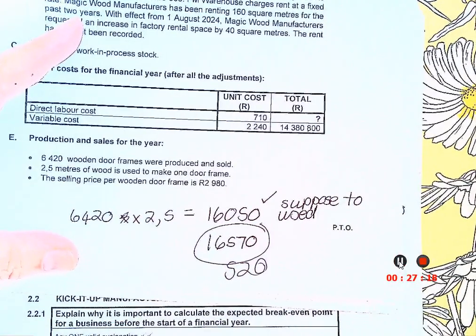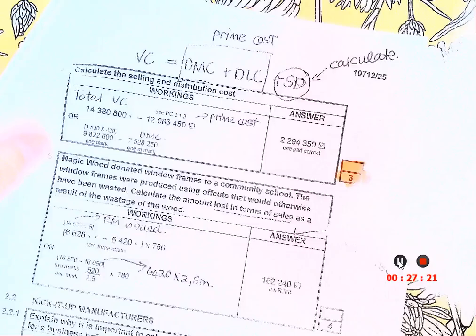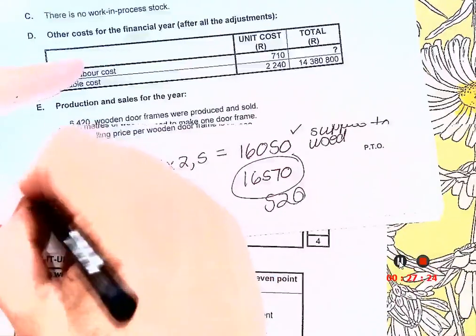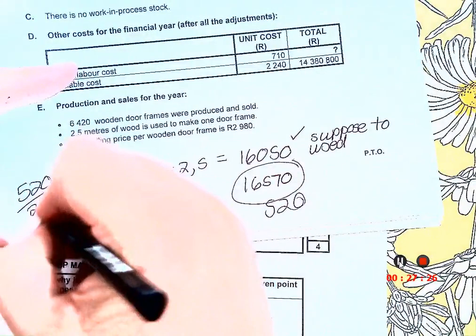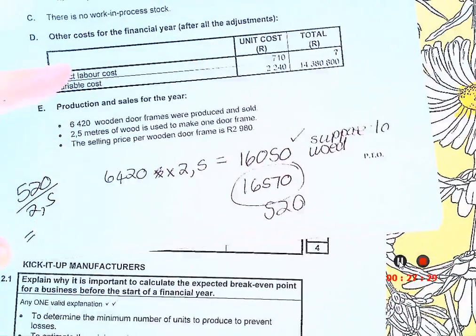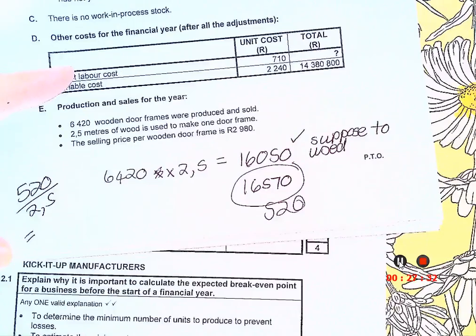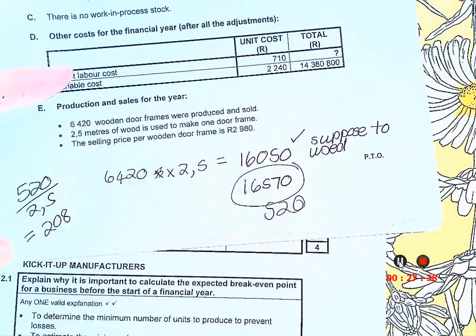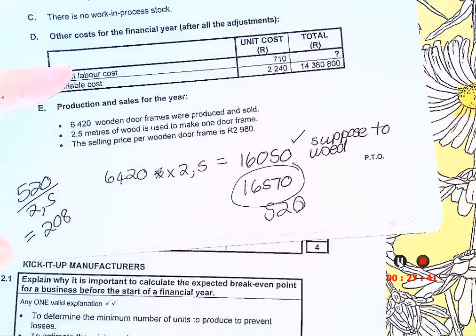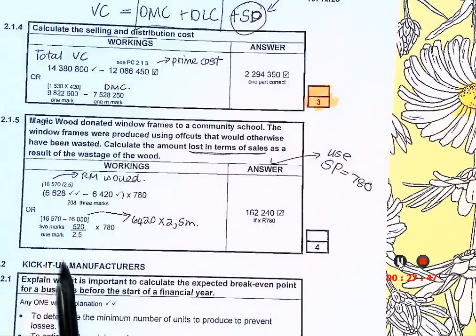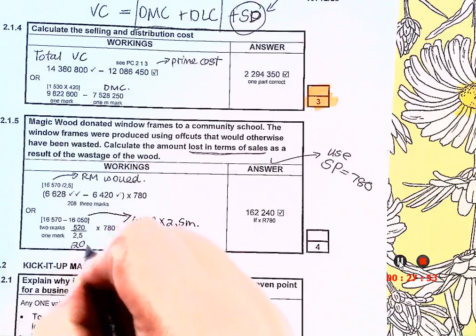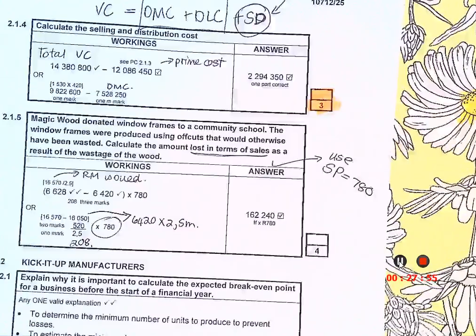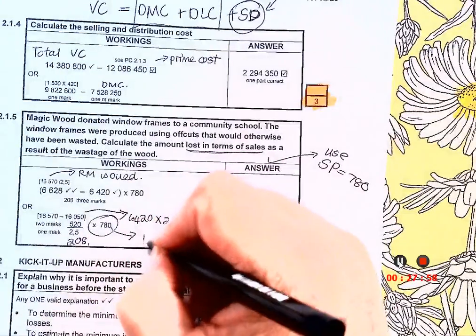What's the question? From that 520, né, I want to see, I would use 2.5 meters to make a door frame. How many doors was I able to make? 208. Wow, that's a lot. 208 doors. What's my profit on the doors? So can you see? They got here 208 there. Where did they get the 780? So that would be my profit.